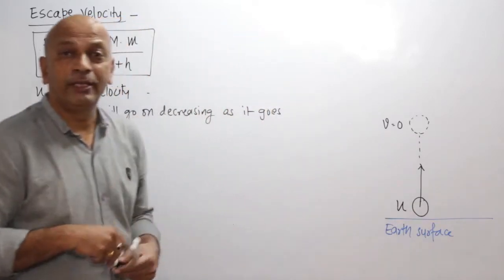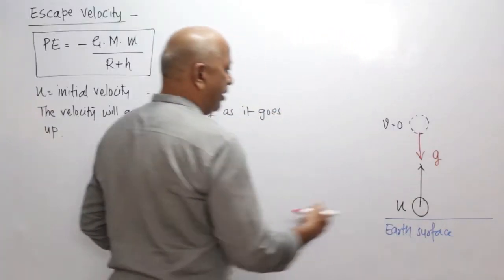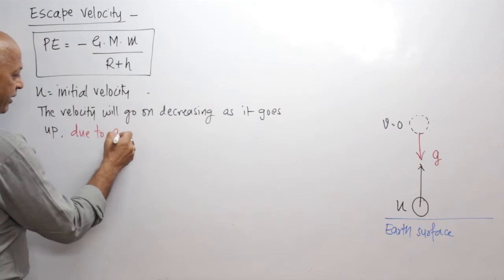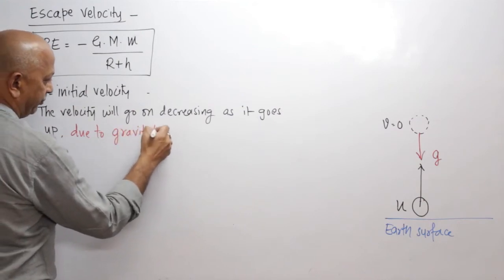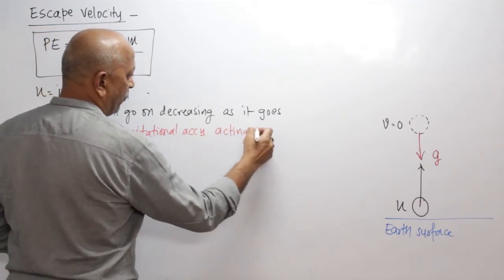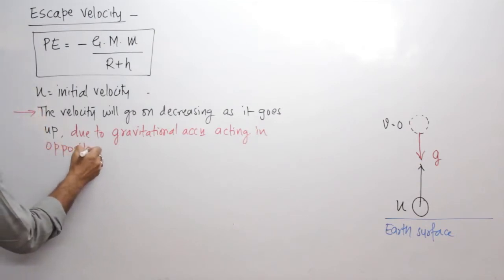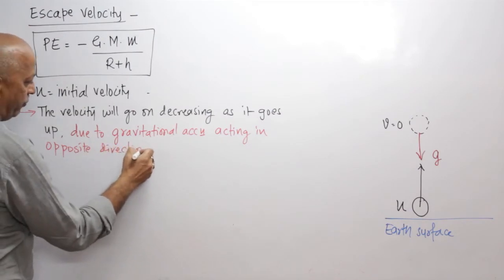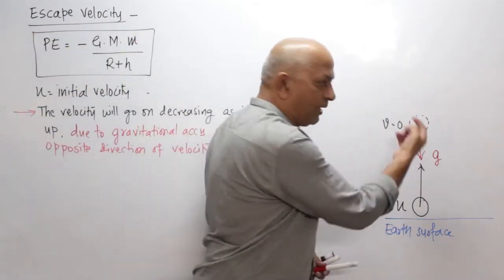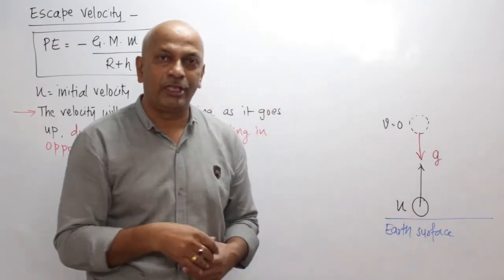Why will u go on reducing? Because of gravitational acceleration acting in the opposite direction of velocity. Right? We threw the u upward, g is acting downward, g is the gravitational acceleration due to gravity, so naturally the velocity will go on decreasing.